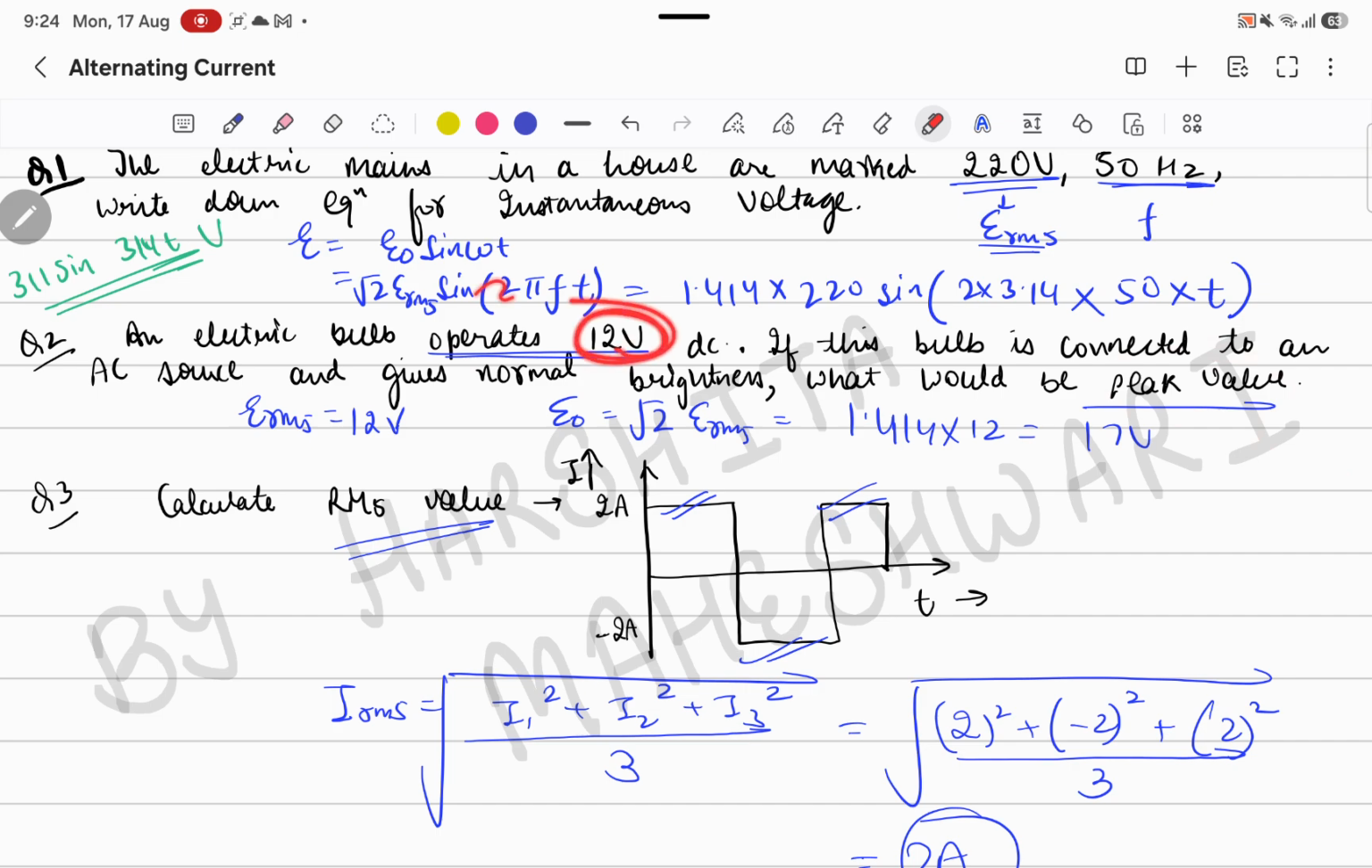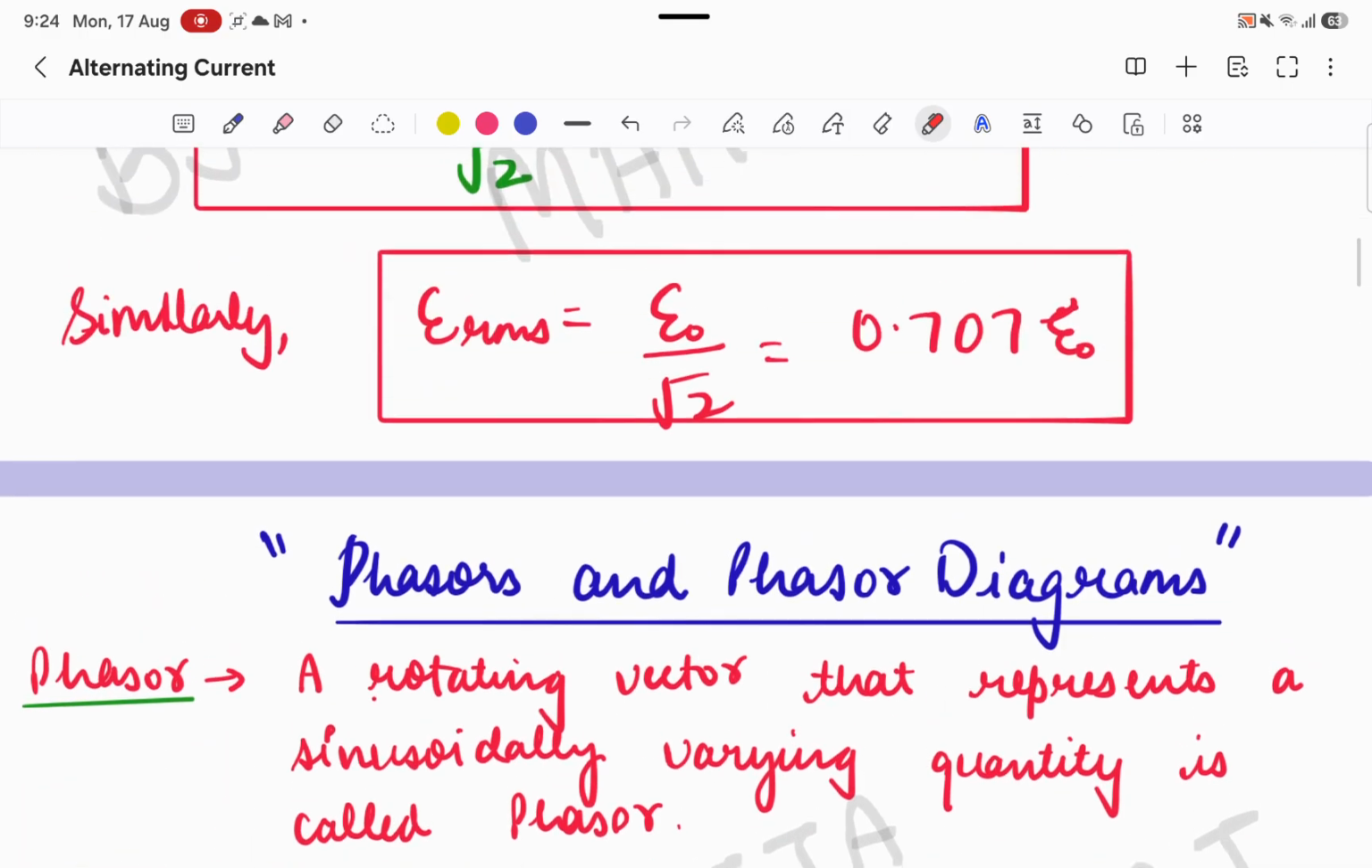So this value at which the particular thing will be operating will always be written as the RMS value. So this is E RMS, that is 12 volt. We know the relation E naught is equal to root 2 times E RMS. So that will be 1.414 multiplied by the E RMS, that is given as 12, and we are getting the answer. So now you have further questions to solve, then we'll start with the phasor diagram in the next lecture.